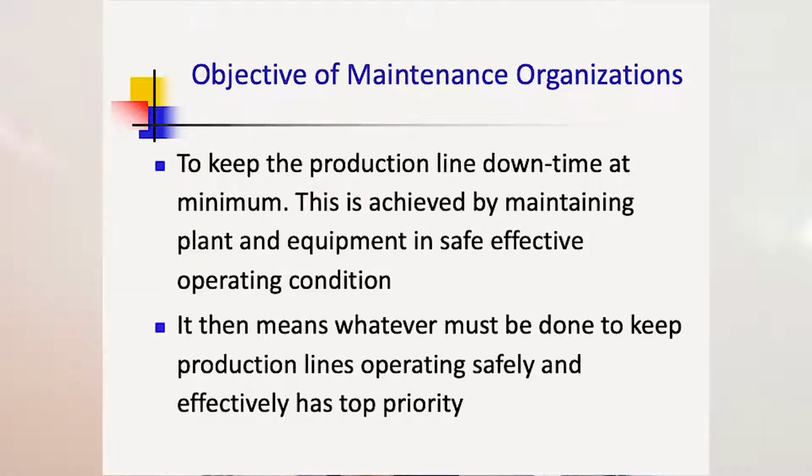Downtime is the technical term that we use to explain the fact that I need this machine to work, to run and produce for me. But because of a fault and a breakdown, the machine is not able to work when it's expected to work. That's the downtime. Now, the aim of a maintenance organization, as a major objective, is what?